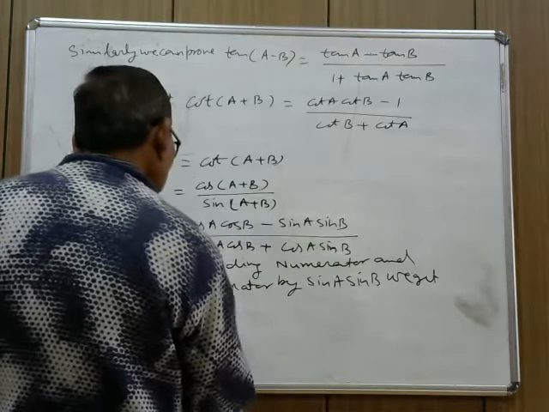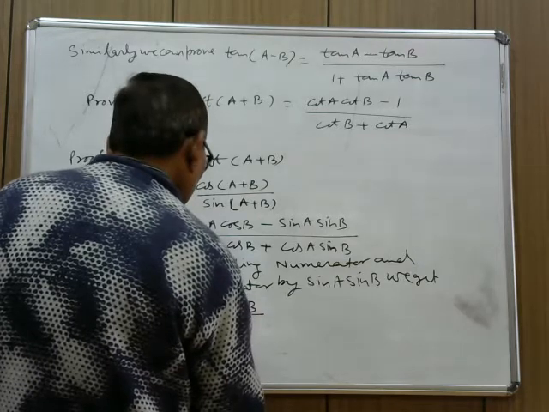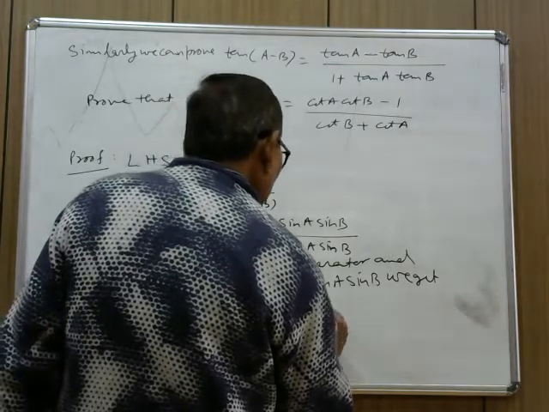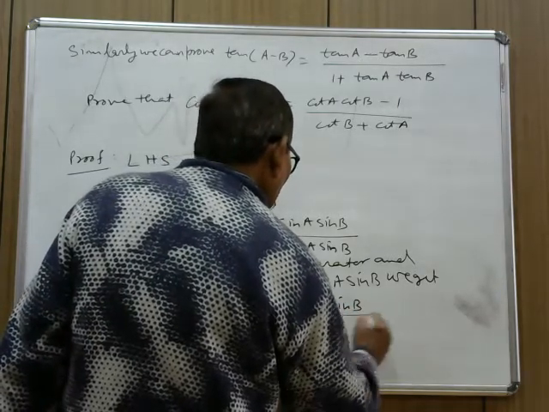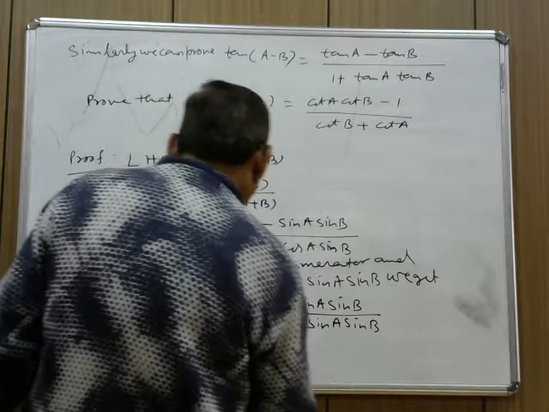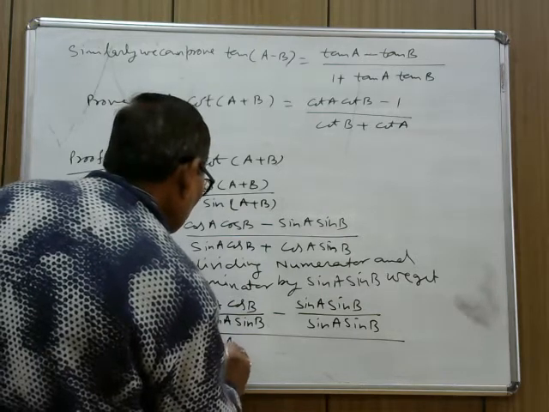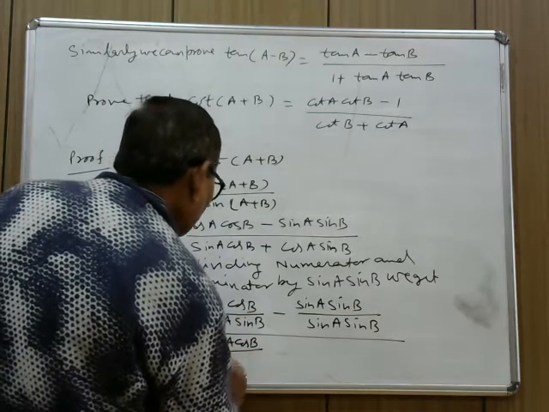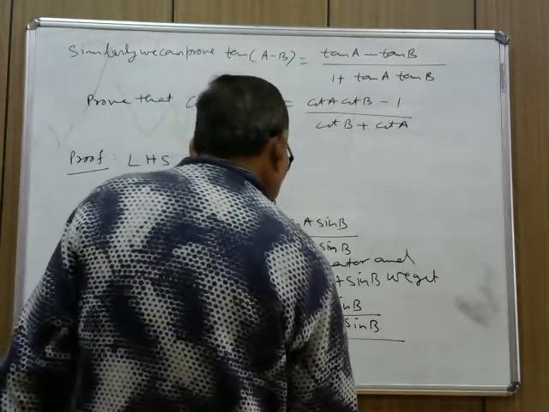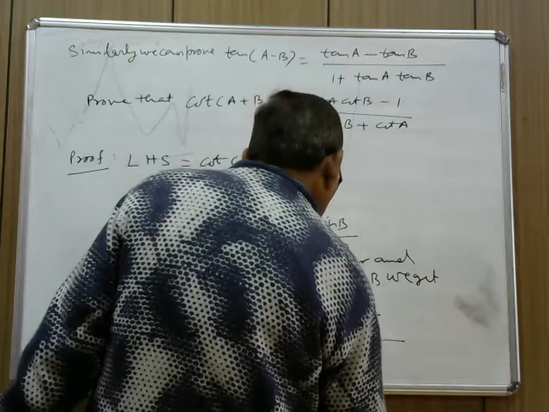this is equal to (cos A cos B upon sin A sin B minus sin A sin B upon sin A sin B) upon (sin A cos B upon sin A sin B plus cos A sin B upon sin A sin B).